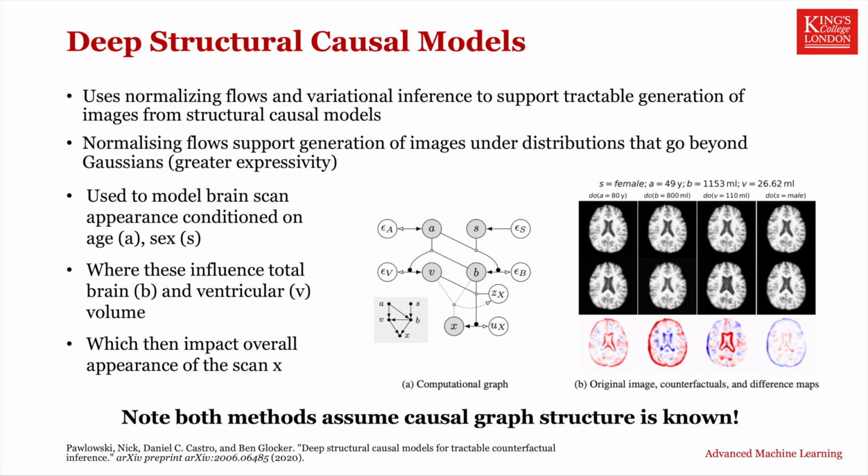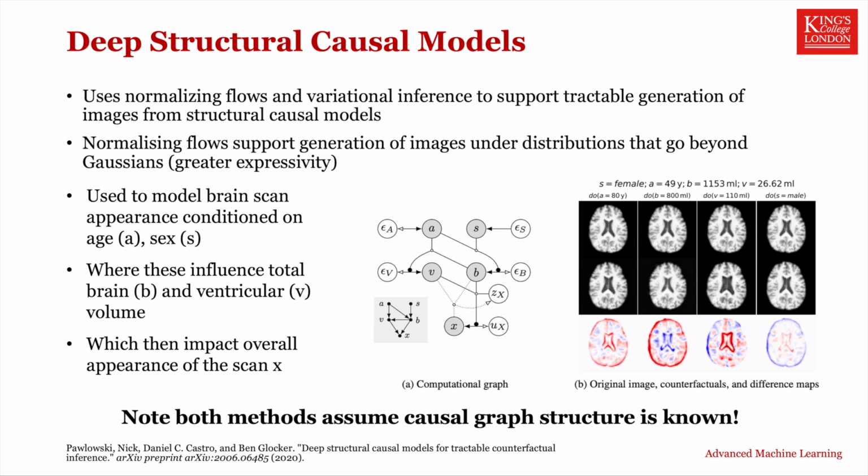Under all this, therefore, are modified variational autoencoders, which in this specific case model the causal relationship between age and sex, how these impact brain volume and ventricular volume, and thus together cause the total image appearance. In this way, they were able to generate images conditioned by specific choices of these labels and see the impact of modifying these choices on the total image appearance.